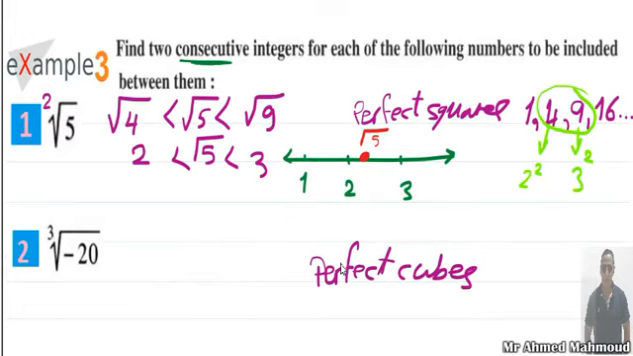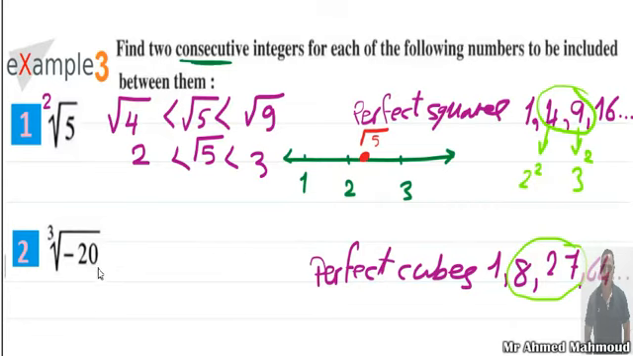The perfect cubes: 1 power 3, 1. 2 power of 3, 8. 3 power of 3, 27. And 4 power of 3, 64, and so on. Here I found that 20 is included between what and what? It's included between 8 and 27.